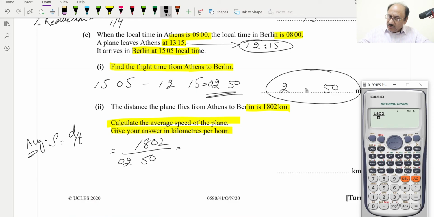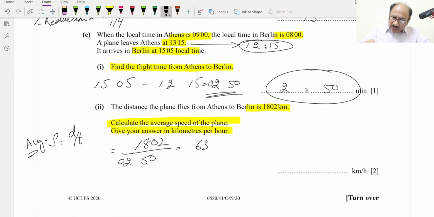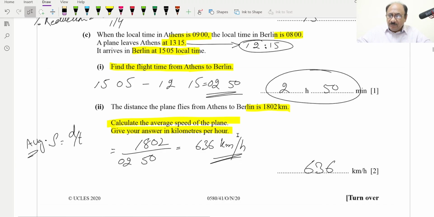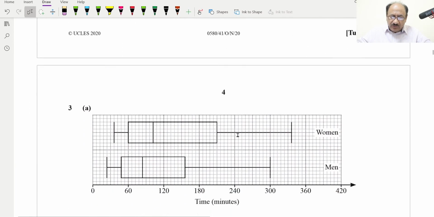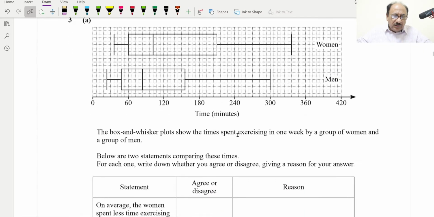1802 divided by 2 hours 50 minutes will be equal to 636 kilometers per hour. This will be our answer, and they're saying answer in kilometers per hour, which is required. By the help of a calculator, time questions are very easy to solve, and for that one you will have to use this calculator. Simple, its model also, right?